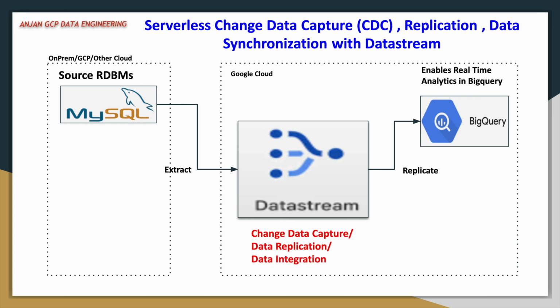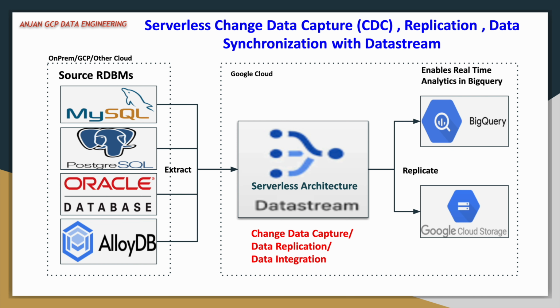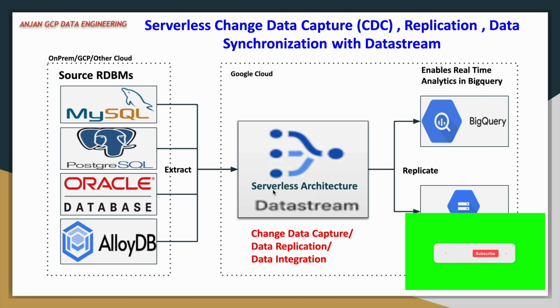In a similar way, if you want, you can set up the configuration for Google Cloud Storage as well. Based on your requirement, you can replicate data from other relational databases like PostgreSQL, Oracle and AlloyDB. One of our users asked how to dump data from Oracle to BigQuery. In your use case, you can consider using Datastream. Just set up the stream which will extract the data from Oracle, and then you can replicate the data into a BigQuery dataset.